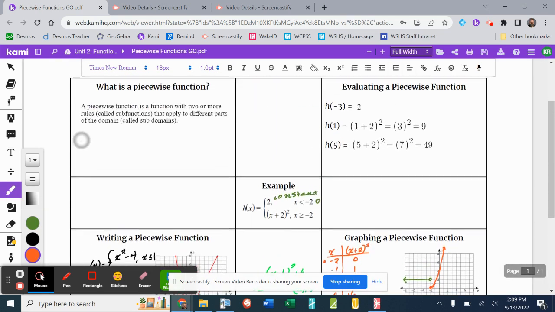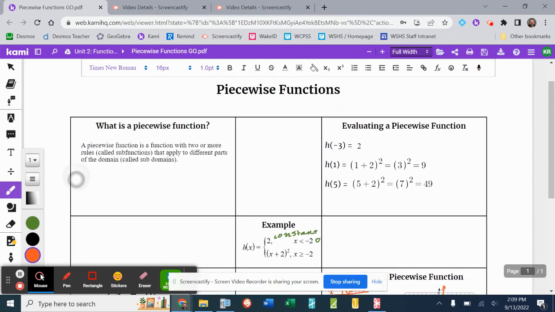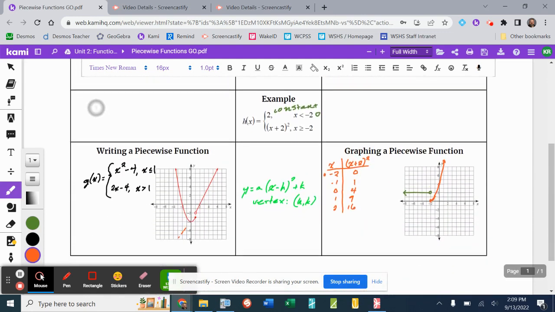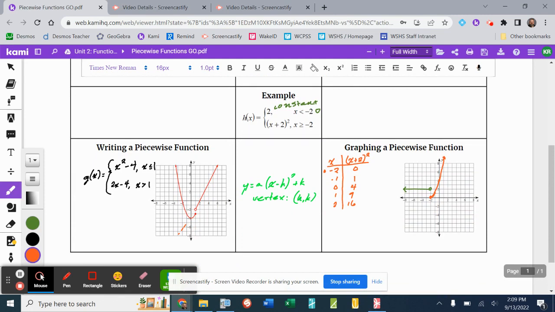And so this completes the graphic organizer for piecewise functions. If you have any questions, you can go back and watch the video again, or you can ask me in class.